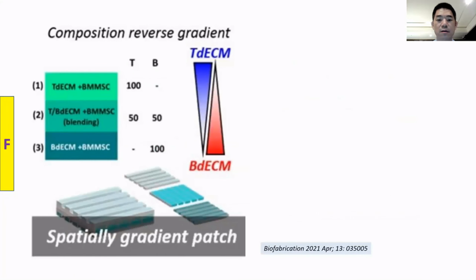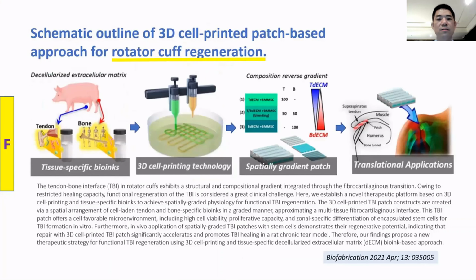spatially gradient technology. So in this slide, it shows that in different areas of these scaffolds, the combination of the gradient is different. From the tendon side, it has more tendon part, and from the osseous side, it has more bony part. So it makes a spatially gradient patch. And this study shows that we can use the 3D printed gradient patch to enhance the regeneration of torn rotator cuff.